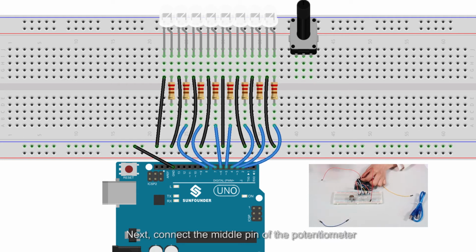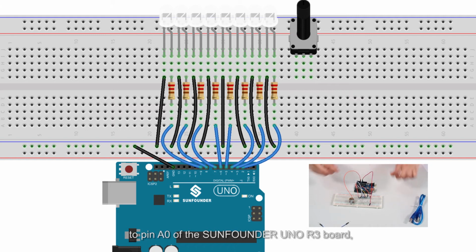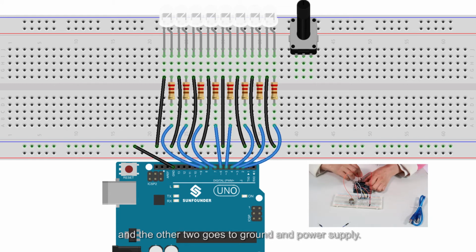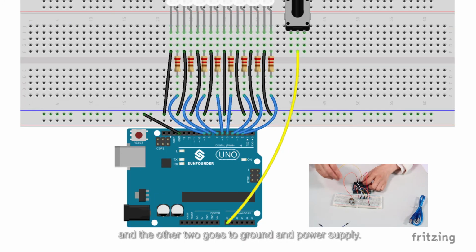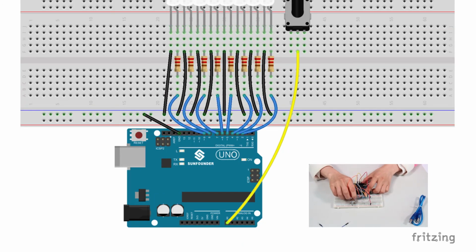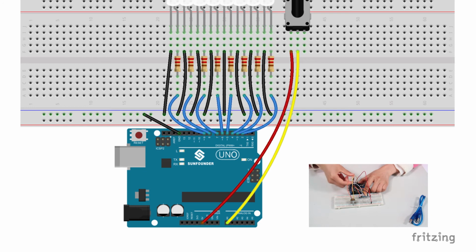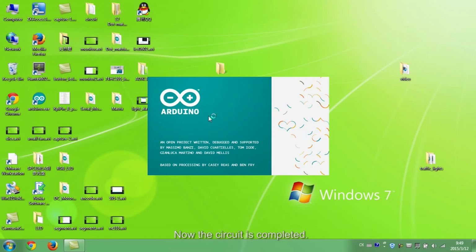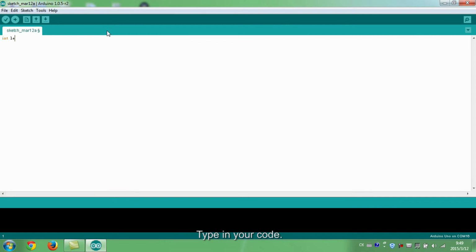Next, connect the middle pin of the potentiometer to pin A0 of the SunFounder Arduino R3 board, and the other two go to ground and power supply. Now the circuit is completed. Next, open the IDE. Type in your code.